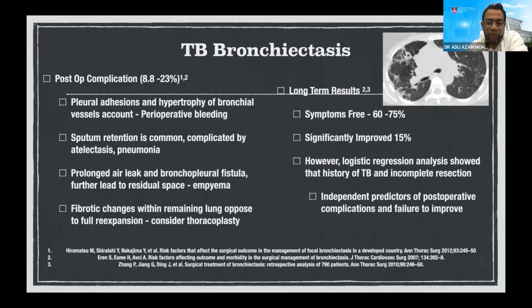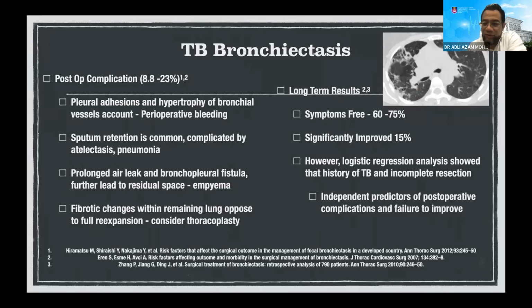So at one point, we might consider thoracoplasty. In view of long-term results in bronchiectasis, we offer them surgery. Up to 75% are symptom-free. It does significantly improve symptoms in 50%.